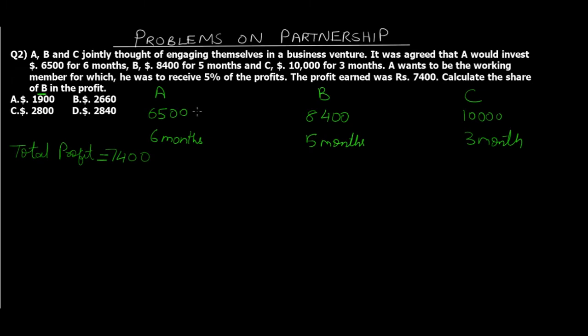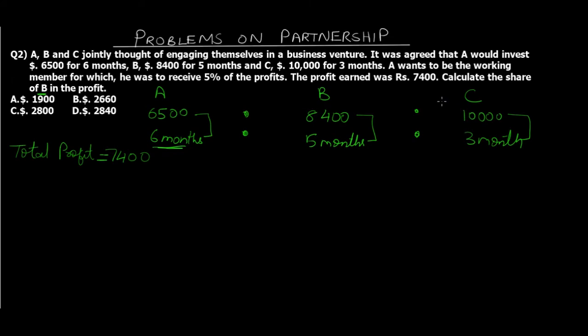Okay, so in this question we can see that A, B, C are investing different amounts, but they are also investing for different time durations. We saw a formula wherein when the time duration is different, we take a multiplication of the amount invested and the time for a particular individual, and then take the ratio. So this ratio is what the profit is going to be shared among A, B and C. So it is going to be 6,500 into 6 is to 8,400 into 5 is to 10,000 into 3. So this is how the profit is going to be shared.